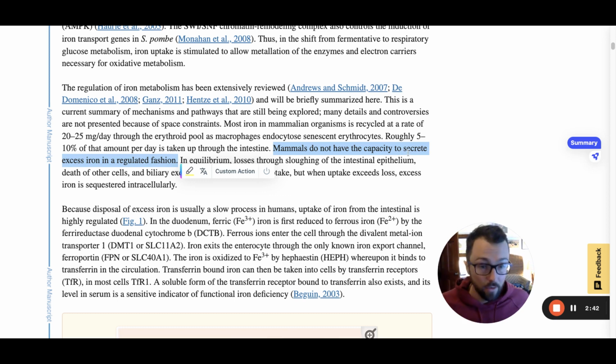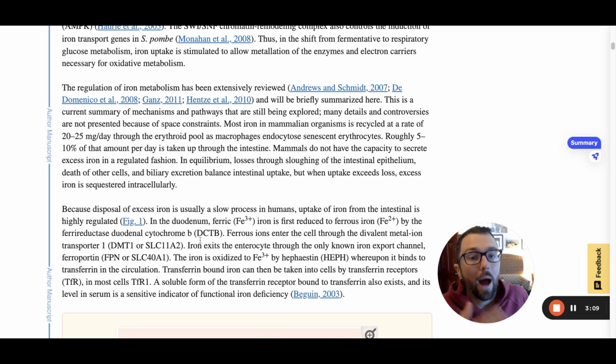Death of other cells. So every cell in the body is using iron to some degree. So when any cell dies, that iron is being released into circulation and being properly disposed of. And this says biliary excretion balance. Biliary excretion is just what our bile is absorbing. So bile is made by the liver and is a digestive aid. So this is just how our body is packaging the food that we're taking in and getting rid of properly.